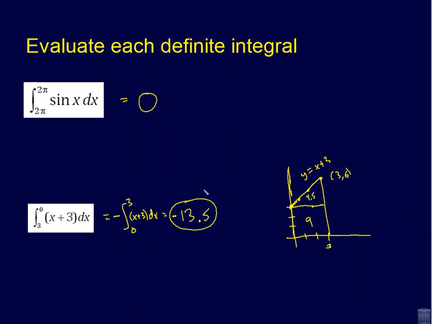Okay, because I switched the limits of the integral back to the regular order, 0 to 3. So I'm looking at the picture from left to right. But then by switching those limits, the integral changes signs, and now the actual value of that integral originally is going to be negative 13.5.